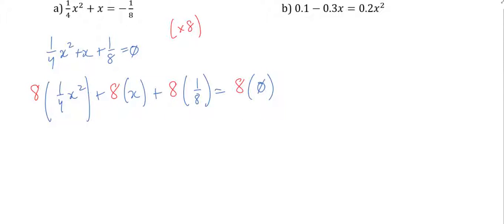So 8 times 1/4 is the same as 8 divided by 4, so that's going to give me 2. And 8 divided by 8 will give me 1. So this should be 2x squared plus 8x plus 1 equals 0.